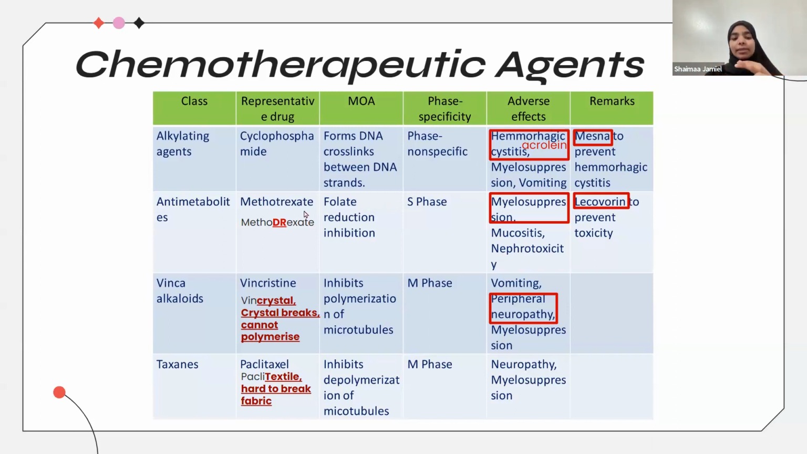Okay, then we have antimetabolites. Antimetabolites inhibit the formation of purine synthesis or pyrimidine synthesis, which is needed for the synthesis of DNA. If you're not able to synthesize DNA, then this works in the S phase. The drug that's specific in this category is methotrexate, and methotrexate inhibits an enzyme called dihydrofolate reductase. Yeah, that's the name of the enzyme. So you can remember it as methotrexate for dihydrofolate reductase.